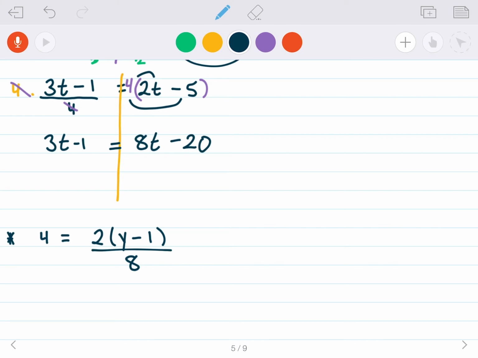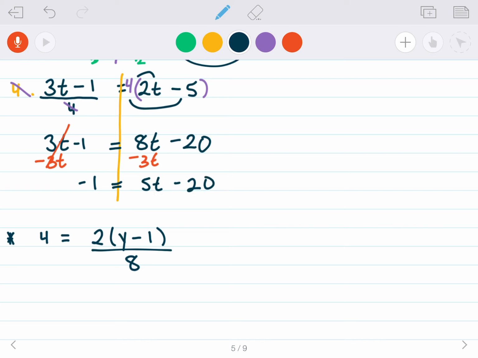Okay. At this point, I see that I have t's on both sides. So I want to go ahead and move them all to one side. So on the left side, I see that I have a positive 3t. So addition by 3t can be undone with subtraction by 3t to move those all to one side. That goes to 0t, and I'm left with negative 1 on the left side. On the right side, 8t minus 3t is 5t.